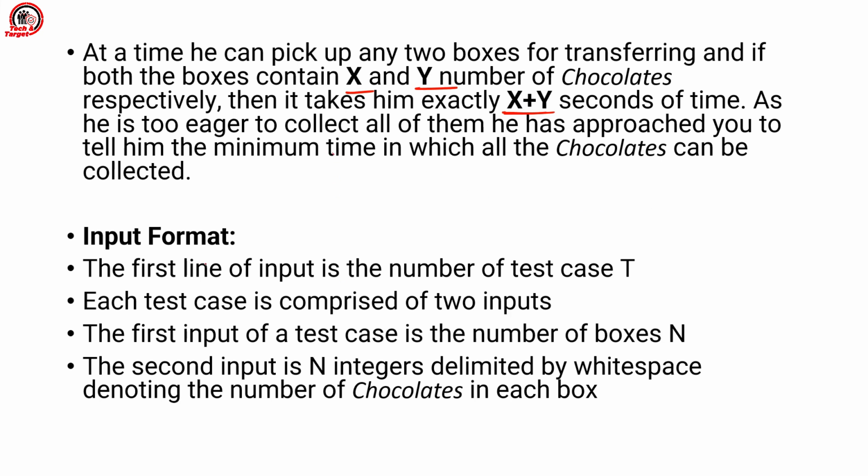The first line of input is the number of test cases. It's very common. The first line contains number t, which is the number of test cases. Then each test case contains two inputs. The first input of each test case is the number of boxes. We'll be getting how many boxes there are in total. In the second line we'll get n integers delimited by white space, where each integer denotes the number of chocolates in the ith box, right?